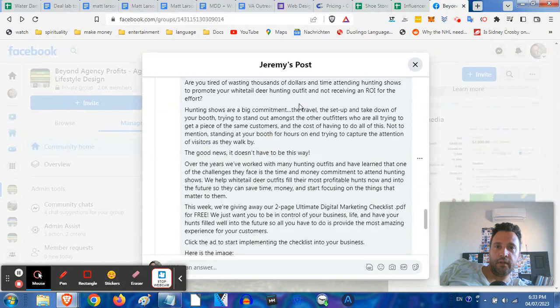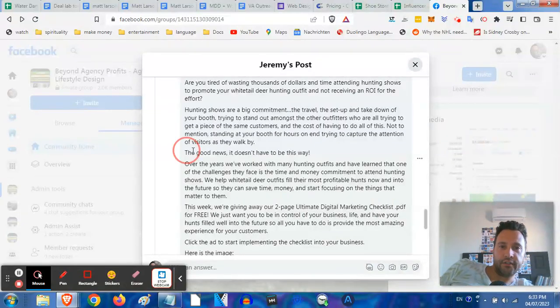Hunting shows are a big commitment. The travel, period. The setup, period. The takedown, period. Trying to stand out, period. Trying to get a piece of the same customers, period. Cost, period. Standing for hours on end, period. Trying to capture the attention of visitors. When you put it that way, that's a lot of time, energy, and effort.